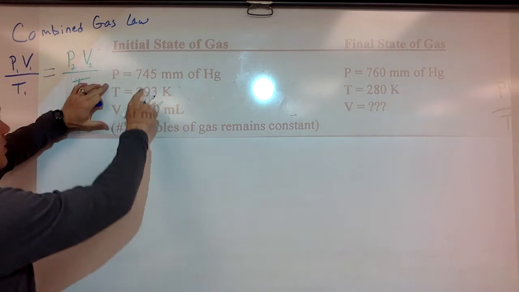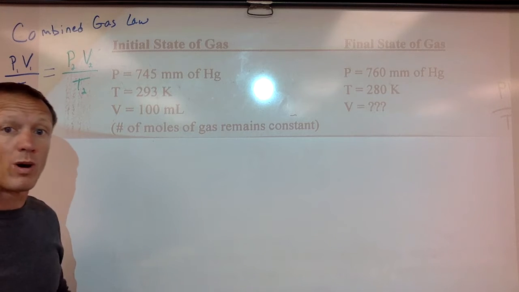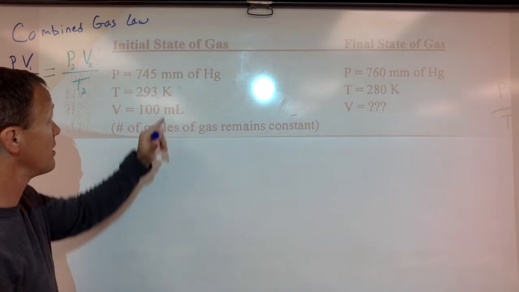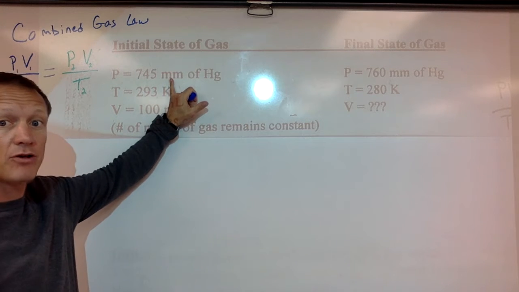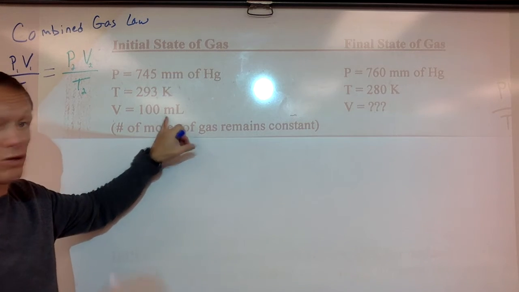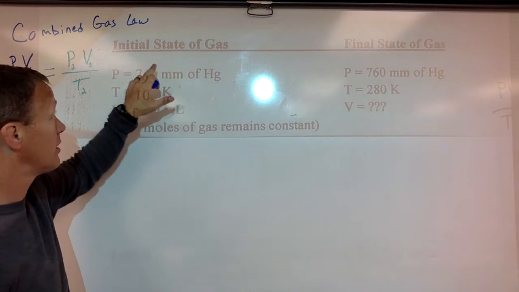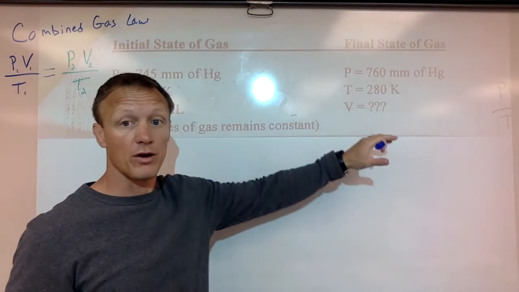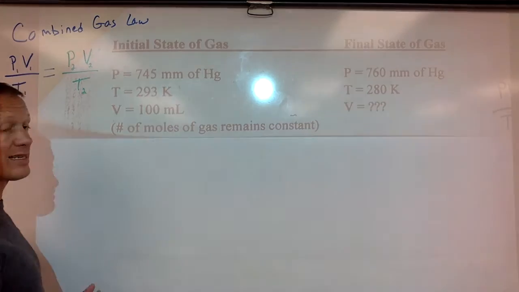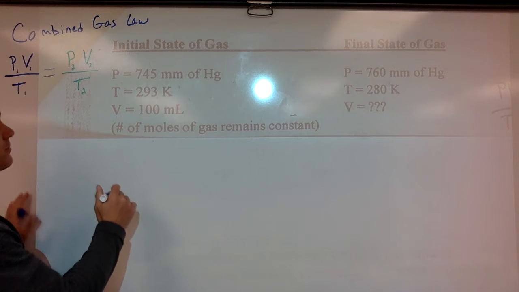So plug our numbers in here. It does not matter what units things are in except for temperature has to be in Kelvin. Temperature's got to be in Kelvin. It doesn't matter if pressure's in millimeters of mercury, kilopascals, atmospheres. Doesn't matter what your volumes are, okay, as long as it's the same on both sides. You can't put in milliliters here and liters over here. It's got to be the same on both sides. But temperature has to be in Kelvin. So remember, degrees Celsius plus 273 is Kelvin.